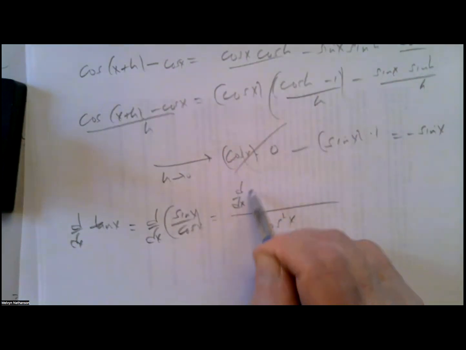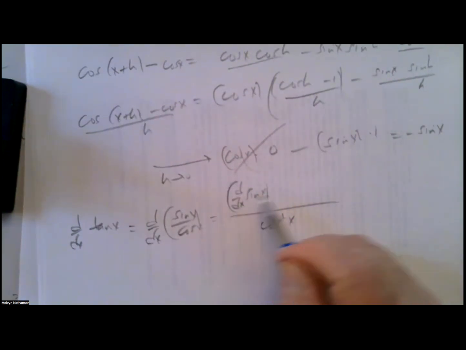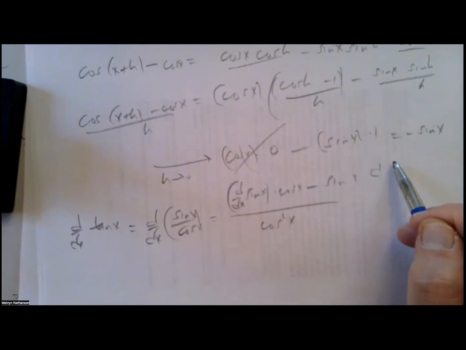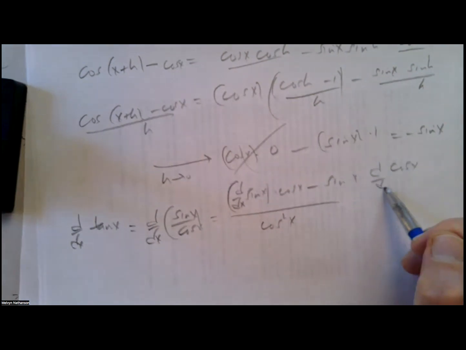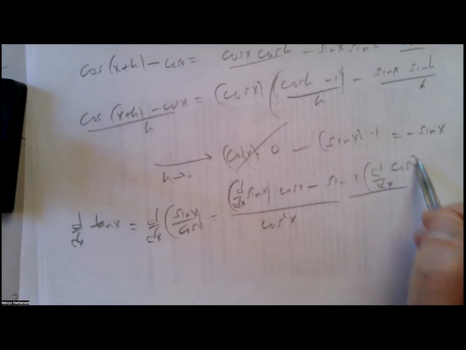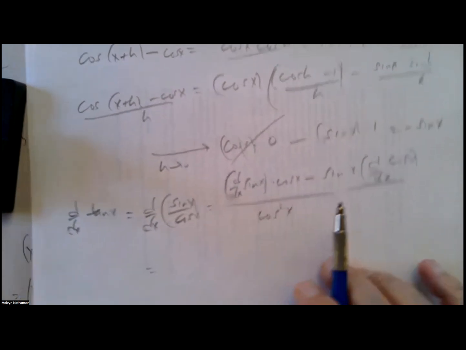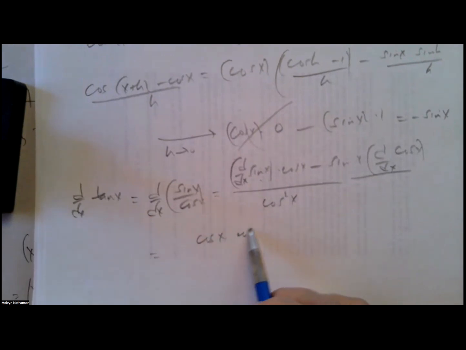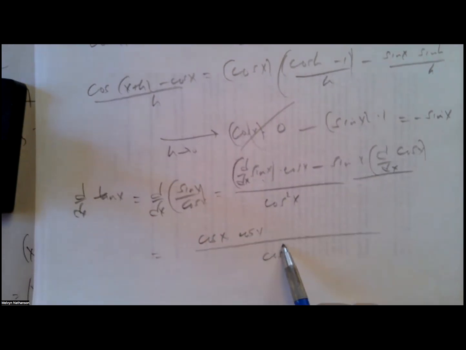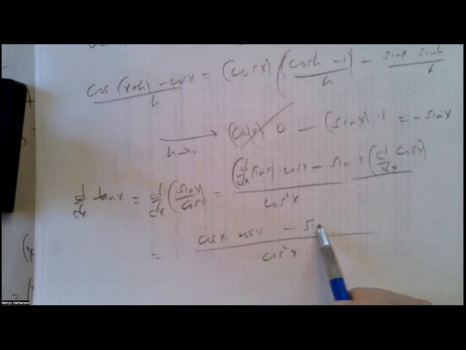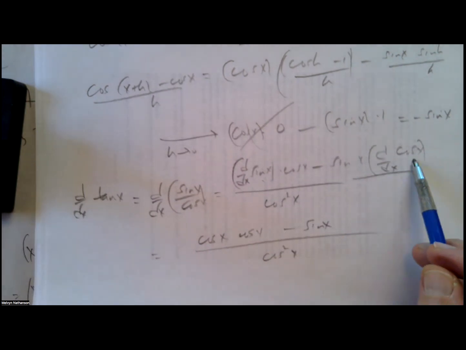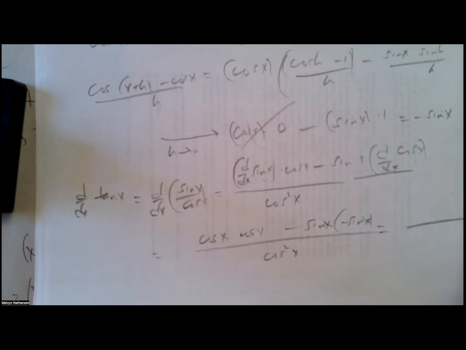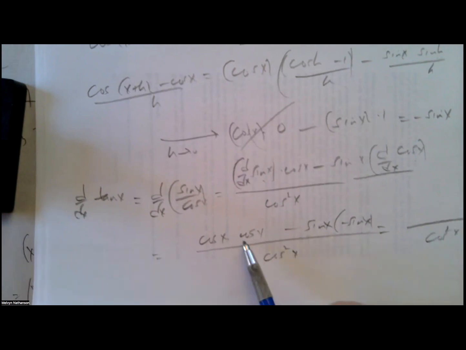Here I have the derivative of the sine times the cosine minus the sine times the derivative of the cosine. The derivative of the sine is the cosine. So I get cosine x times cosine x. This is all over cosine squared x. Minus sine x times the derivative of the cosine, which is minus the sine. So I have cosine squared x.